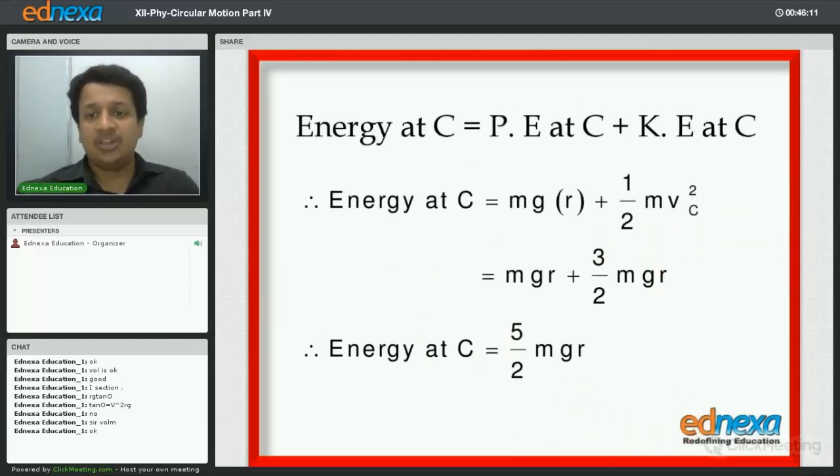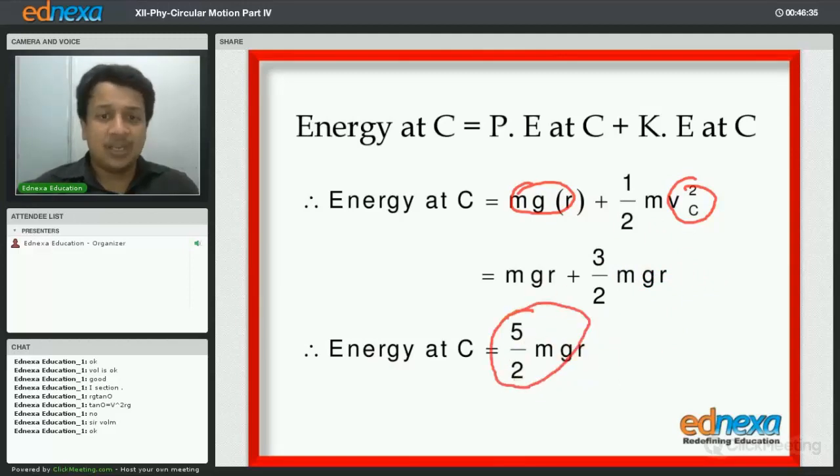Energy at C is potential energy at point C plus kinetic energy at point C. So potential energy mgh, that is mgr, plus half mvc square. What is the value of Vc? Vc is root 3 gr, no? So root 3 gr square is 3 gr, so 3 by 2 mgr. 3 by 2 mgr plus mgr is 5 by 2 mgr. So energy at point C is also 5 by 2 mgr. It proves the law of conservation of energy also. Energy at point A is equal to energy at point B is equal to energy at point C. Getting it till this point.